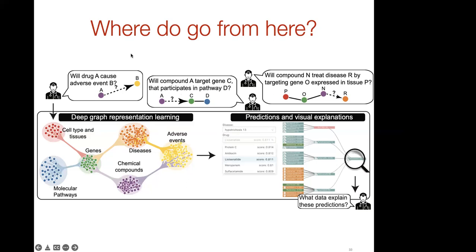And that's possible to do in a more general way, so that we don't only train the model to answer queries about adverse events of drugs, but we can decode those embedding spaces to answer different kinds of queries, such as, for example, will a compound A target gene C that in turn participates in a particular pathway D? Or will a particular compound treat a particular disease, and will it do so by targeting the gene that is expressed in a given tissue? So all those very different kinds of queries can be answered by the same foundational model.